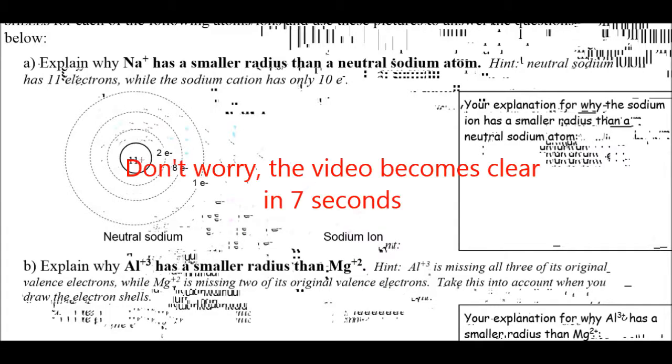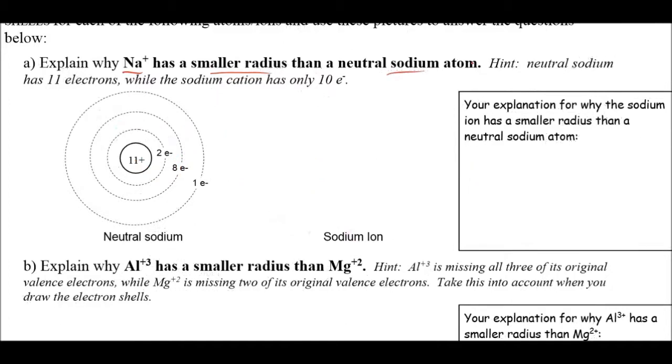Here I'm on question 1A, and we're supposed to explain why sodium ion has a smaller radius than a neutral sodium. In this case, I'll draw the picture. What's important? It is important to know how many protons are in the nucleus because they pull on the electrons.